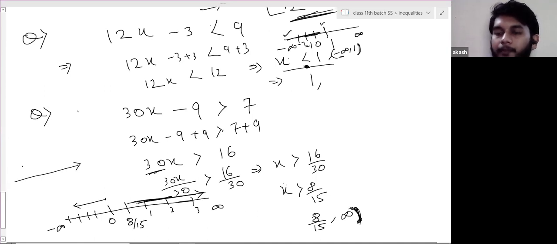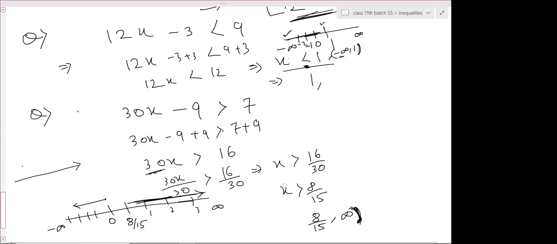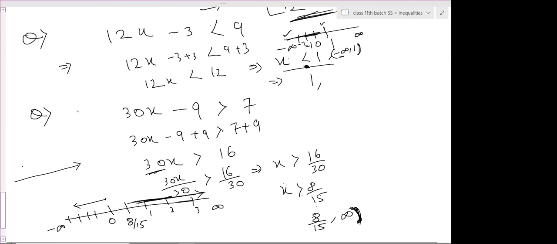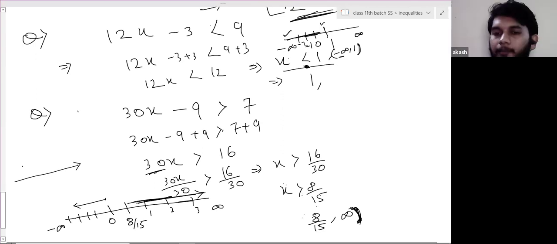And on this side, which brackets? Closed. Why closed? Because it's less than. No, no. See, x is strictly more than 8 by 15. There's no equal to sign. If we had equals to here, then we would include, all right? So open bracket here also. Are you absolutely clear?